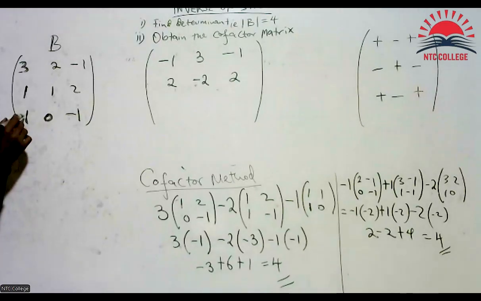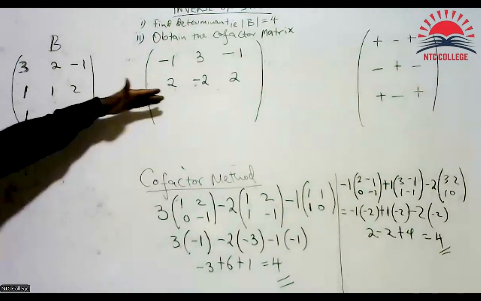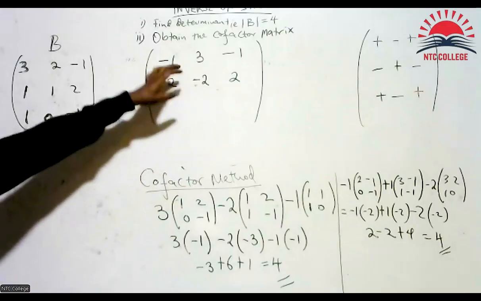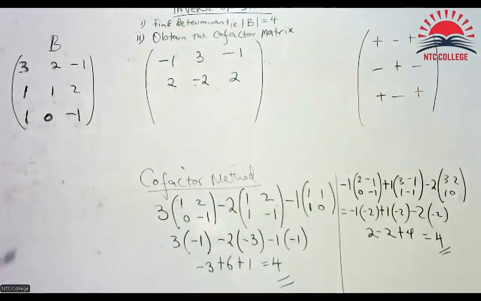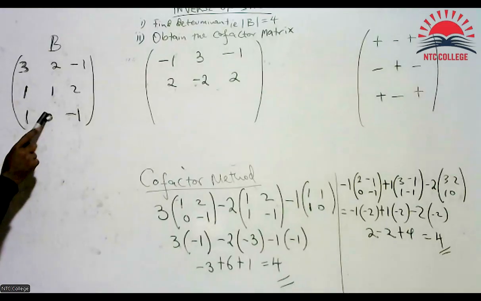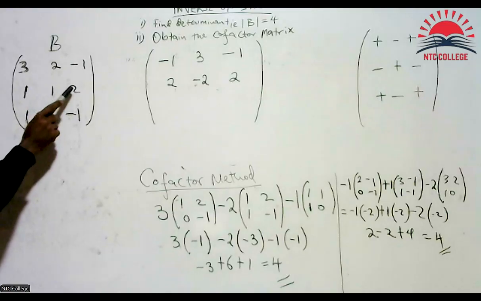Row 3, the first element is 1. We want just to work out and place our row 3 elements in the cofactor matrix. So in row 3, the first element is +1. The rule is simple: ignore the column, ignore the row for +1. We are left with 2, -1, 1, 2.